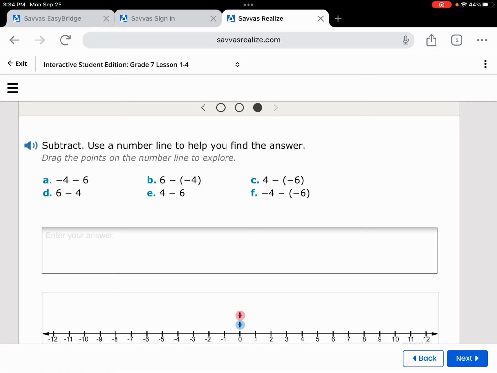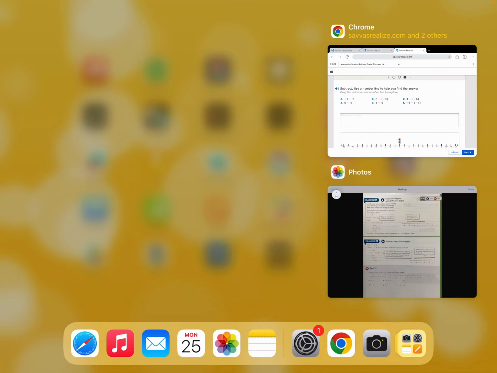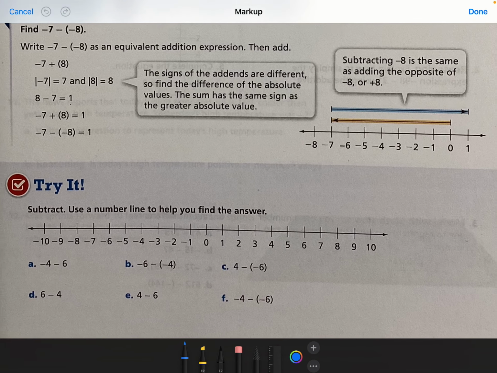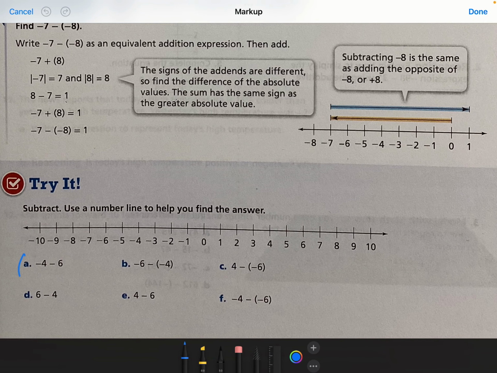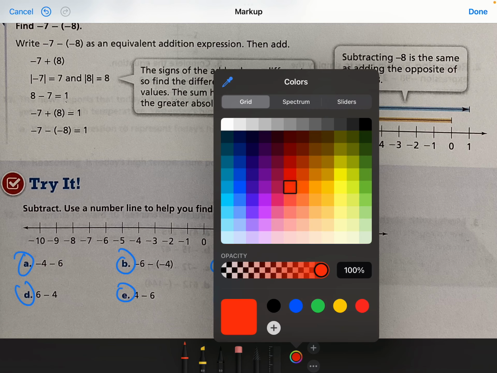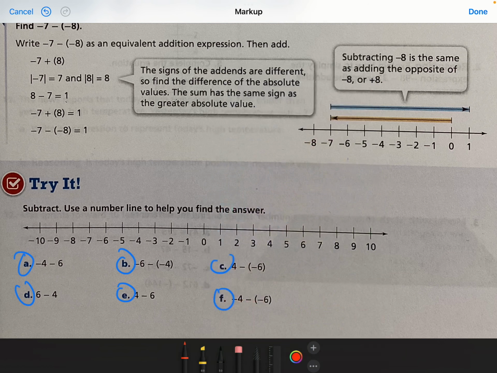Over here you have A through F on the top. So I'm gonna go back to my example in the book. You have A, B, C, D, E, and F. Now I'm gonna do one simple one. How about B? I'm gonna do B just because I think that's the one that most of us have trouble with. Now you have negative 6 minus a negative 4.